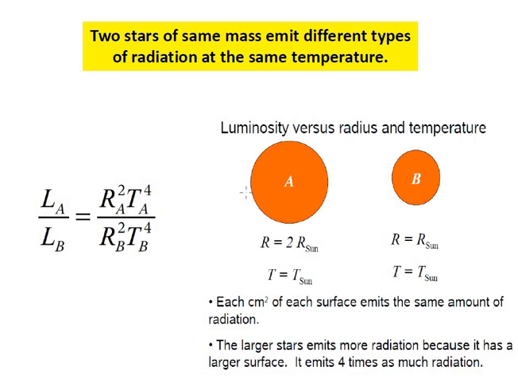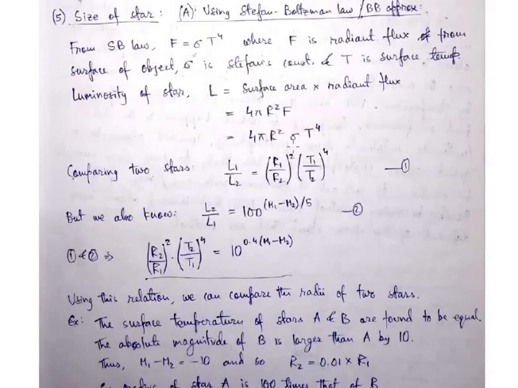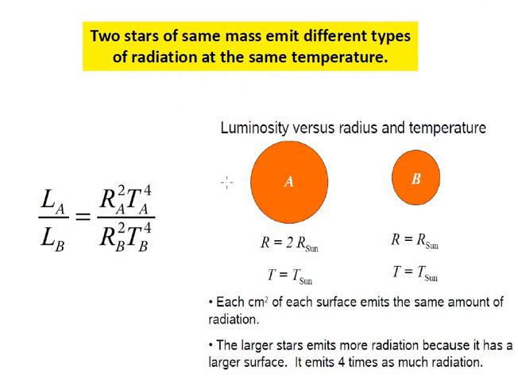Well, we have just derived this relationship here. Now let me use this for two stars A and B: luminosity versus radius and temperature. So let me consider this case here. Suppose one star has twice the radius of the sun, and another star is basically the sun in fact. However, the first star has the same temperature as the sun.